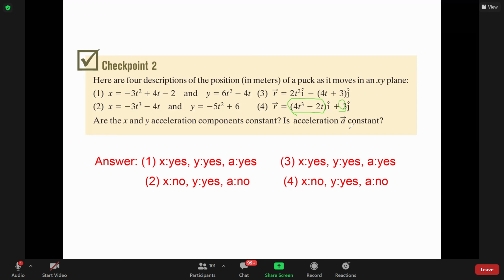But how about x? X is not constant. Derive again, what do you get? 24t. Is 24t constant? No, it has a t dependence. X is not constant. One is enough to spoil the total acceleration. Okay. Right. Good.